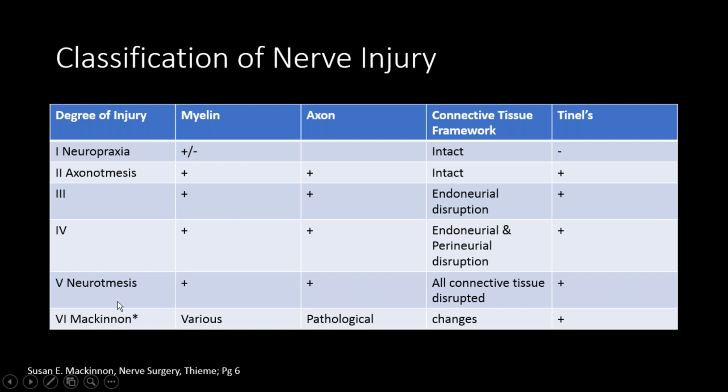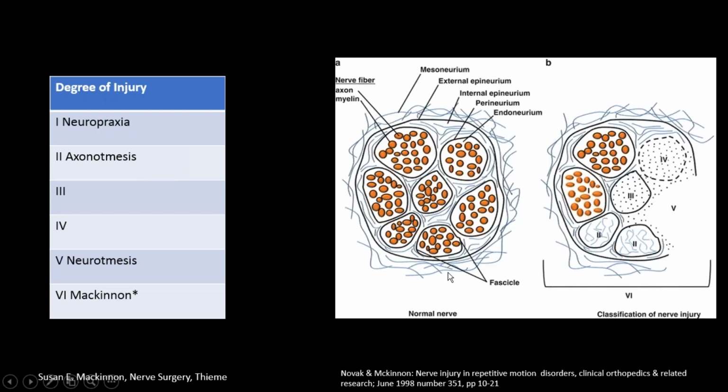Now there's a 6th grade introduced by Susan Mackinnon, who is a pioneer in this field, and if you're practicing and seeing patients with peripheral nerve problems, you're probably aware of that. She has introduced grade 6, which is various pathological changes, which means that some of the fibers in the nerve, part of the nerve, may be grade 3, grade 4, grade 5, 1 or 2. And you can see this better in this next slide.